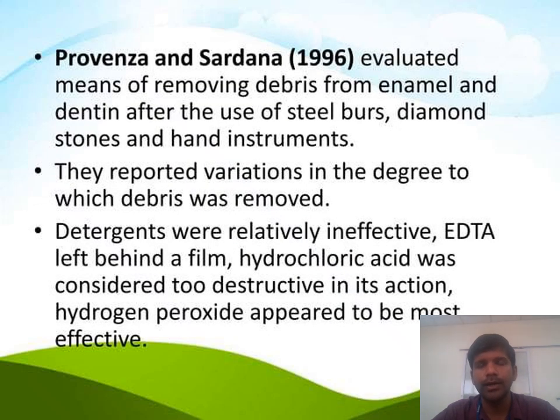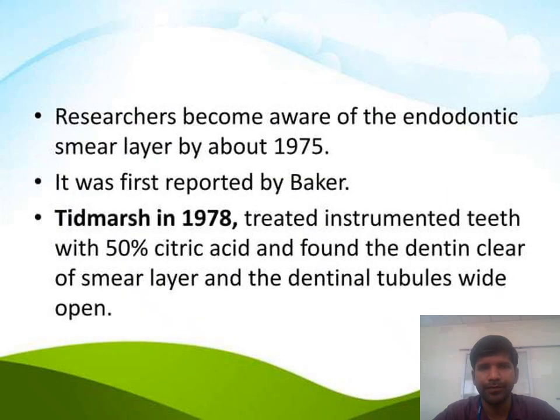Provenza and Sardana in the year 1996 evaluated means of removing the debris from enamel and dentin after the use of steel burrs, diamond stones, and hand cutting instruments. They reported variations in the degree to which the debris was removed. Detergents were relatively ineffective. EDTA, ethylene diamine tetraacetic acid, left behind a film. Hydrochloric acid was considered too destructive in its action, and hydrogen peroxide appeared to be most effective.